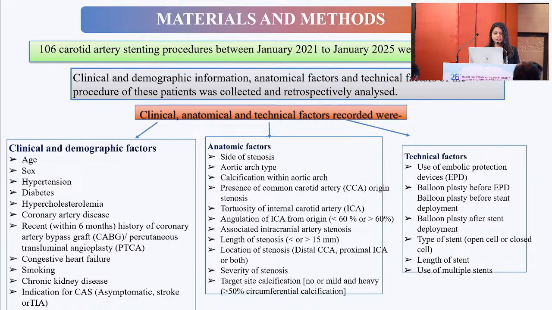Coming to materials and methods, 106 carotid artery stenting procedures between January 2021 and January 2025 were included in our study. Clinical and demographic information, anatomical factors and technical factors of the procedure of these patients were collected and retrospectively analyzed. Clinical and demographic factors recorded were age, sex, presence of hypertension, diabetes, hypercholesterolemia, coronary artery disease, recent history of CABG or PTCA, congestive heart failure, smoking, chronic kidney disease, and indication for carotid artery stenting.